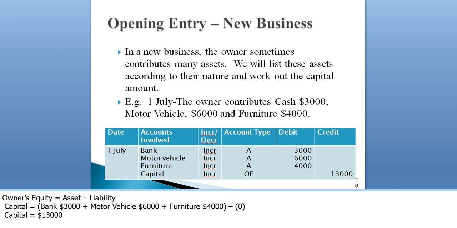Now we can use the accounting equation to work this out. Capital is under the owner's equity. So capital equals to asset consisting of bank 3,000 plus motor vehicle 6,000 plus furniture 4,000 and minus 0 liability, as there is no liability mentioned in the transaction detail. So we can work out here that the capital equals to 13,000. So this is we credit the capital at 13,000. The double entry principle has been applied here.